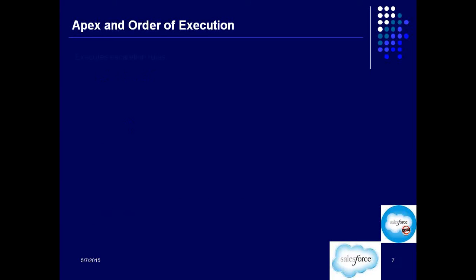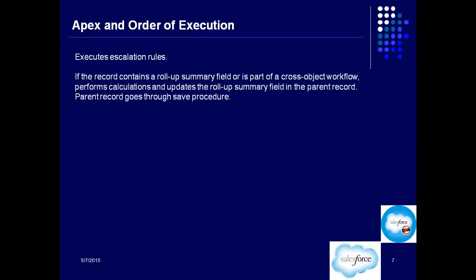So after that, it goes and executes the escalation rules. Then if the record contains any roll-up summary field, those fields will get updated. Or if the parent of this record, which is getting inserted, say you're inserting an opportunity and you have a roll-up summary on the parent object account, then the parent record will get updated and the entire save procedure will happen for the parent record.